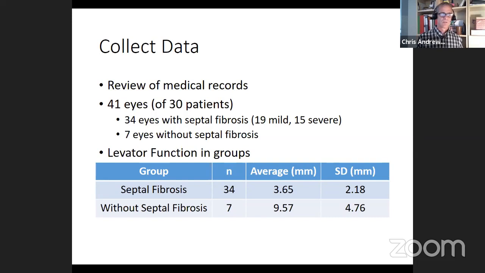So looking at this, it appears that there certainly could be an effect here. The hypothesis was that the septal fibrosis group was going to have a lower average than the group without septal fibrosis. And certainly in our sample, that appears to be the case. Of course, there's variability from person to person. Not everyone in the septal fibrosis group had 3.65 millimeters of levator function. The standard deviation on the right indicates how much variation there was in each group.